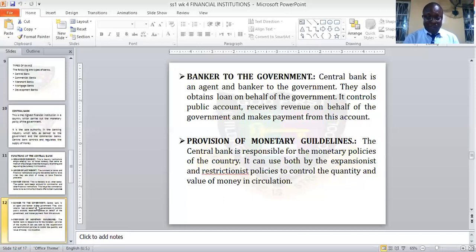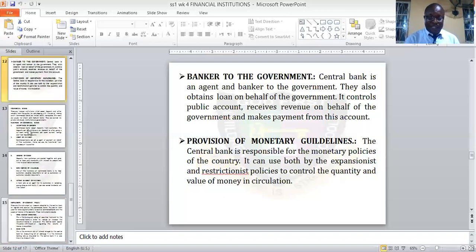Then, again, we also have provision of monetary guidelines. The central bank is responsible for the monetary policy of the country. It can be used both expansionary and restrictionary. What do I mean by that? The bank can expand their policy, and they can also reduce the policy so that they will control the quantity and value of money in circulation. So let us look at the commercial banks.